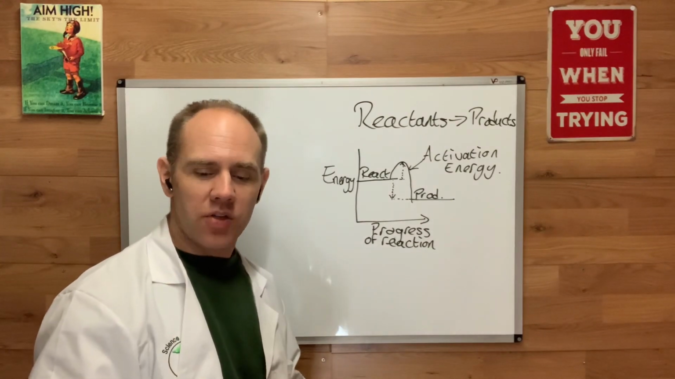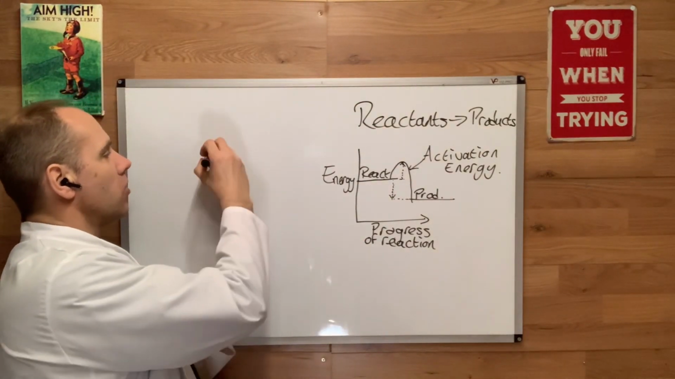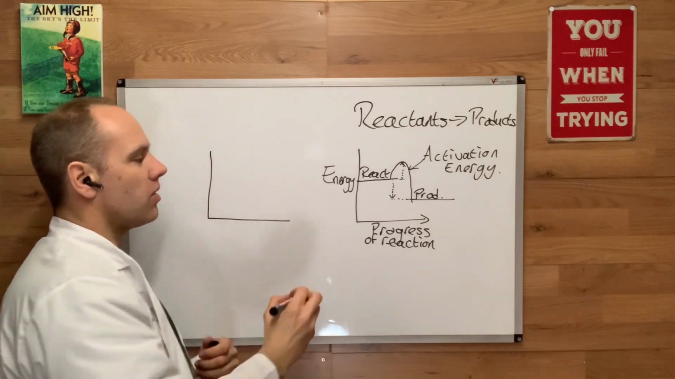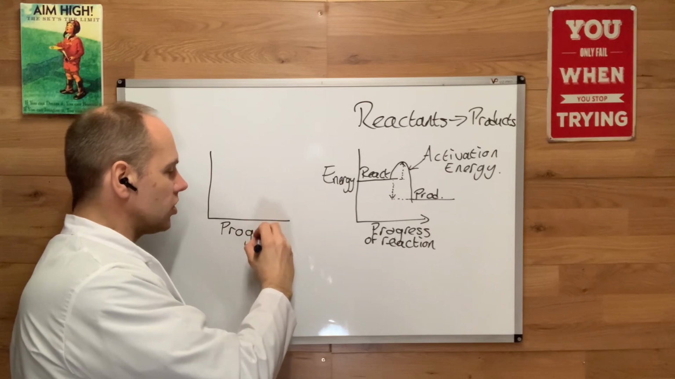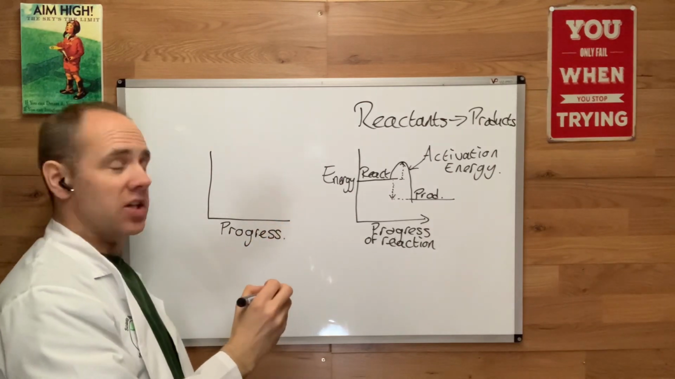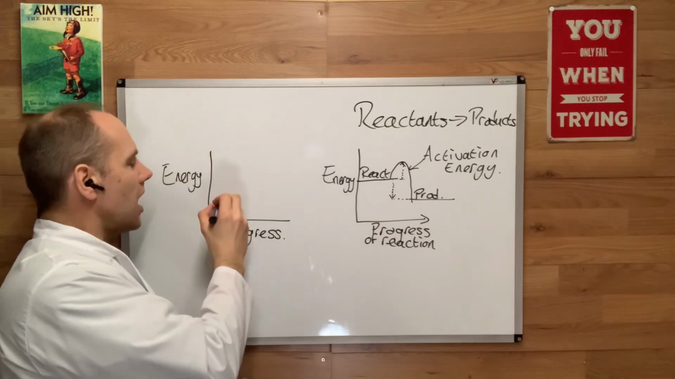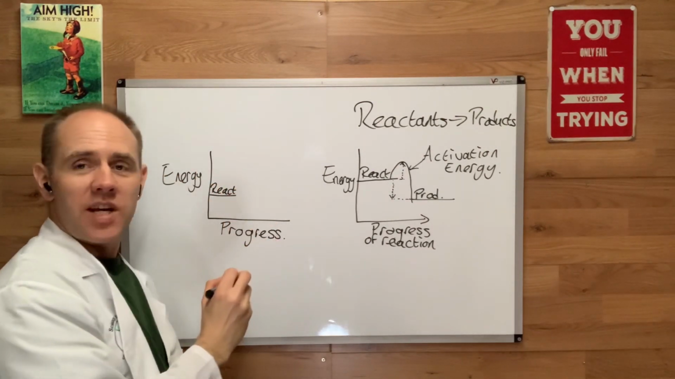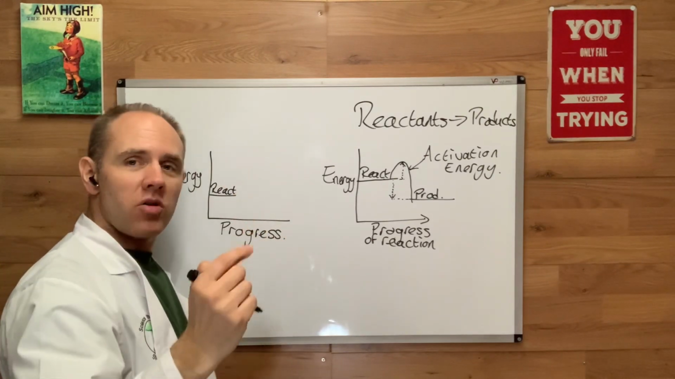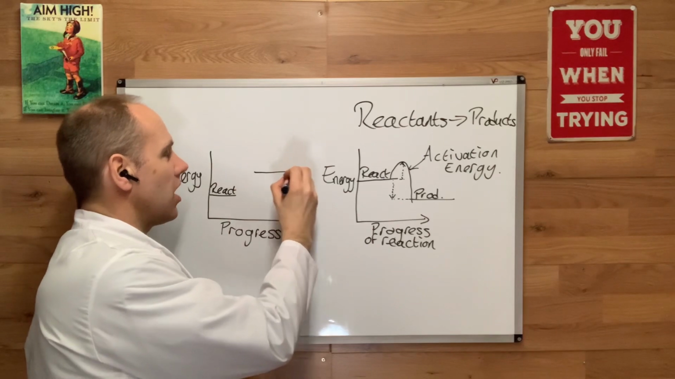Now, if it's endothermic, the reverse is true. So let's have a look over here. Once again, we've got our progress of the reaction, which I'm going to shorten to just progress because I want to keep this video fairly short. And I'm going to have energy over here as well. I'm going to have my reactants. Again, I'm shortening this to reacts. Now the products have got a higher energy than the reactants, so they go higher up.